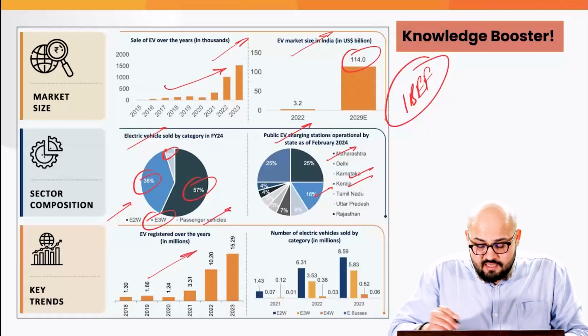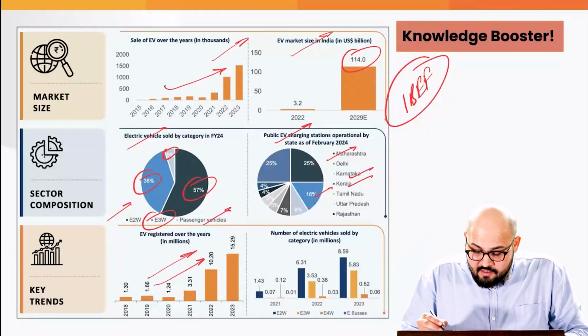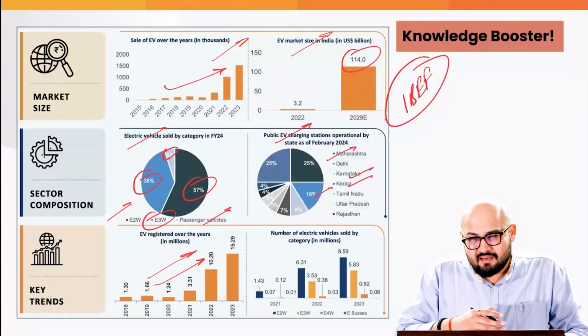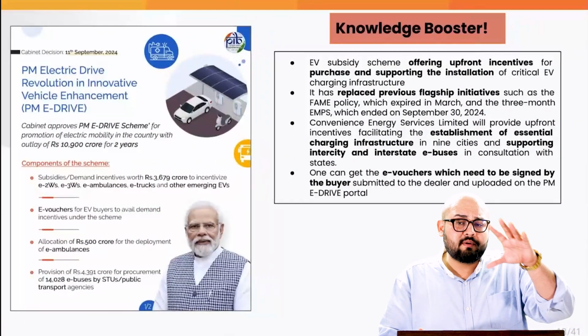EV registrations over the years, see the number. It is just rising at a skyrocketing pace. Then the number of electric vehicles sold in different categories. So just keeping track of these data can be really important. Now, this is very important.